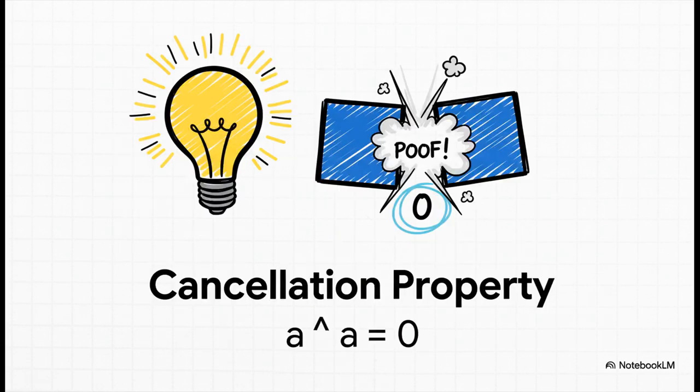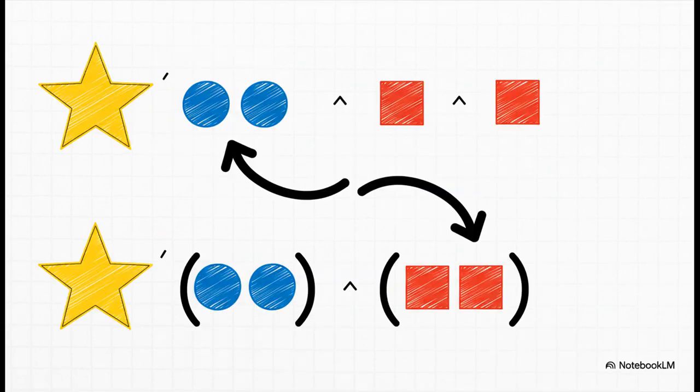The secret, once again, is our amazing cancellation property. Remember, any number XORed with itself is 0. Keep that right at the front of your mind. So what if we just take every single number in that list and XOR them all together in one big chain? Since we know the order doesn't matter, we can just imagine grouping the matching pairs together.